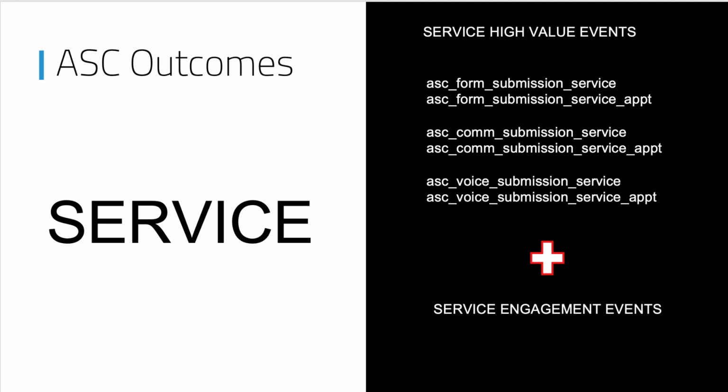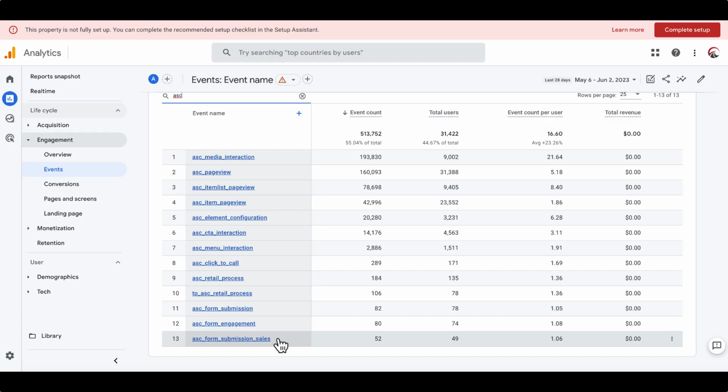I don't see any ASC COM submission sales or ASC COM submission service in these events. That means that the chat company, if it's on the website, or the texting company is not sending events. I see ASC retail process, that's for the digital retailing tool. Every piece of software on your website should be sending ASC events. Some of you are going to have no ASC events or 2 or 3 ASC events. A fully configured website will probably have more like 15 to 20 ASC events.